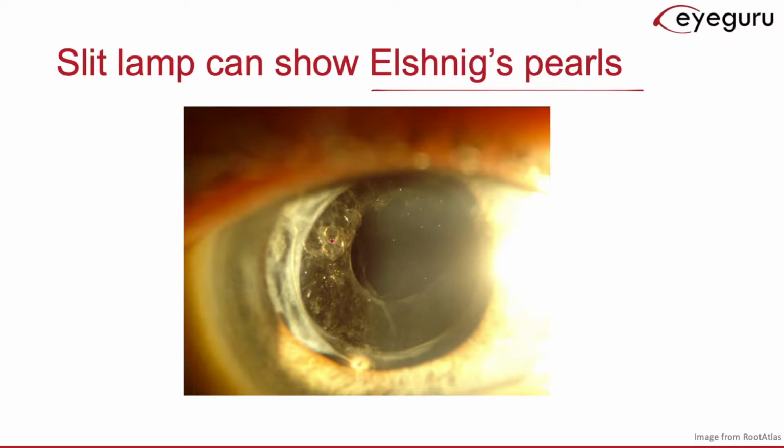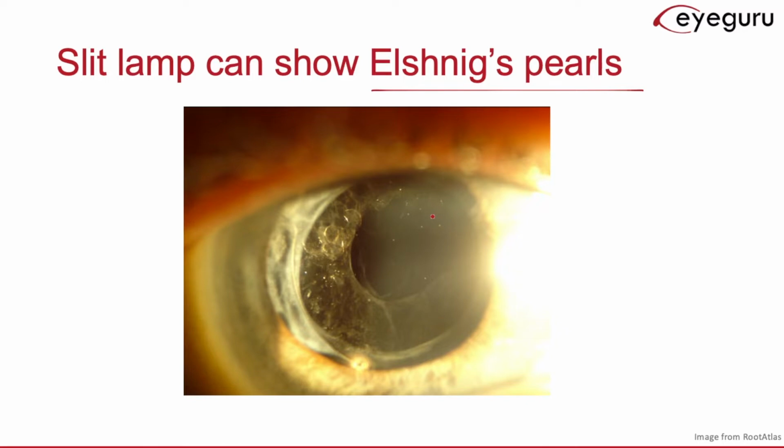Now, when mild, these may not pose any significant problems, but over time these cells can proliferate and migrate to the central visual axis and obstruct vision. Now note that there is this central clearing here without any Elshnig pearls. In fact, there is no posterior capsule, and that's because this particular eye has undergone treatment for PCO with a YAG posterior capsulotomy.